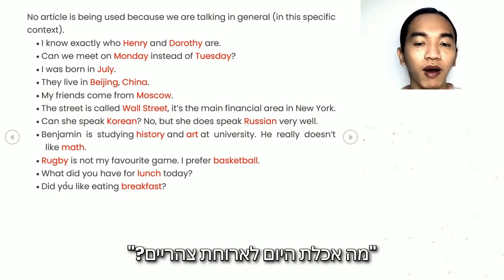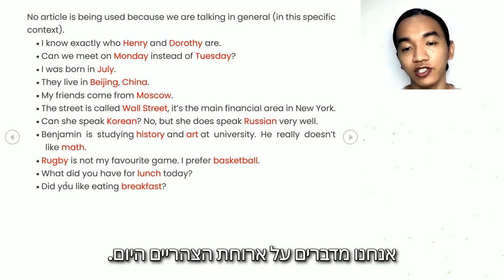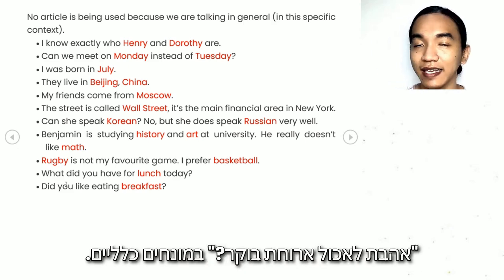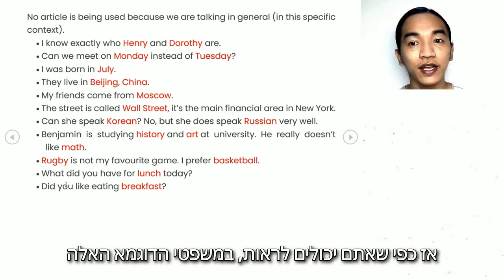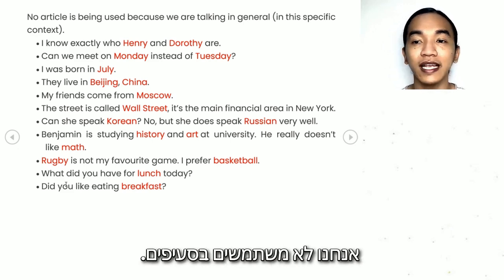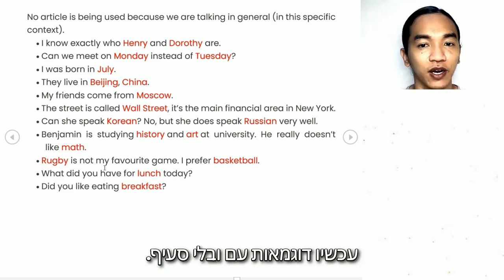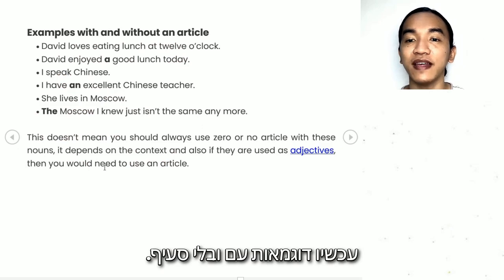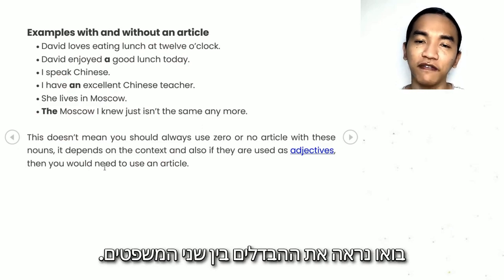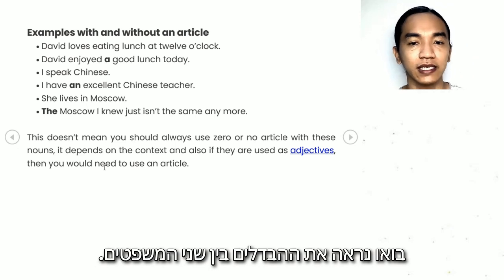Next one, what did you have for lunch today? Okay, we're talking about the lunch today. Did you like eating breakfast, in general terms? Okay, so as you can see in these example sentences, we don't use any articles with them. All right, now examples with and without an article. Let's see the differences of the two sentences.